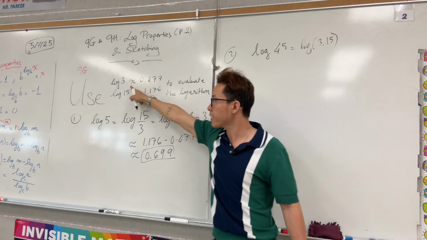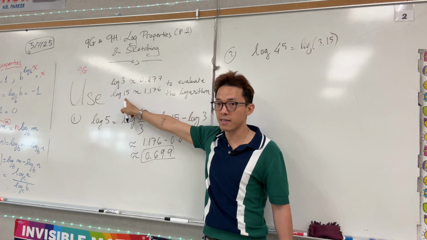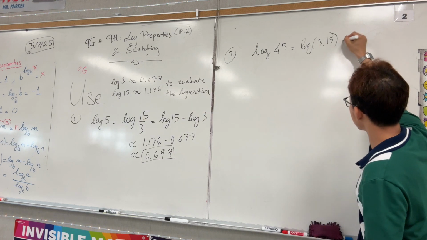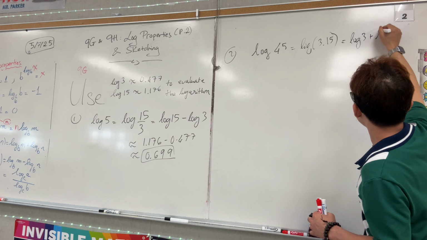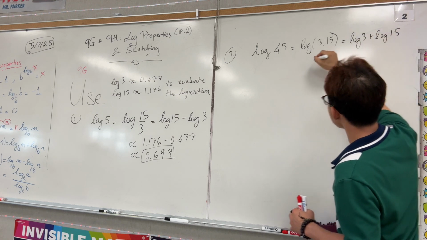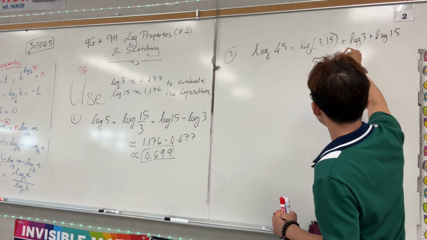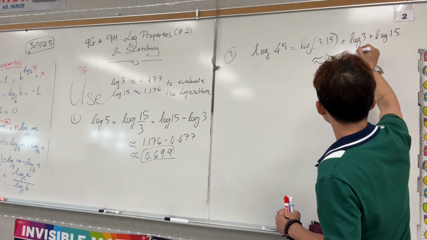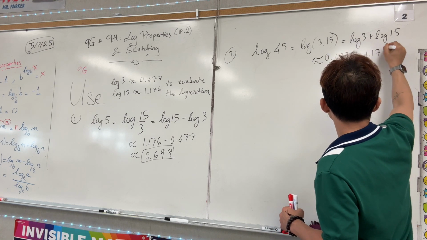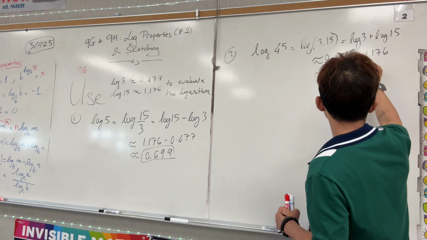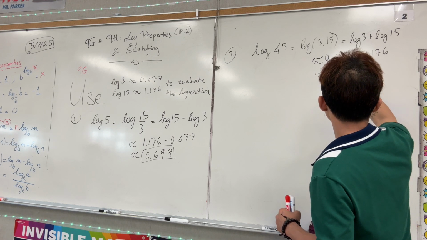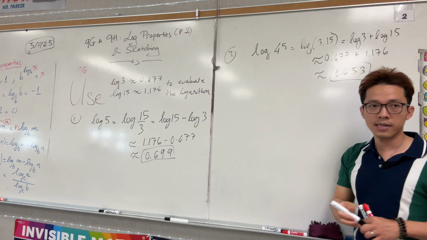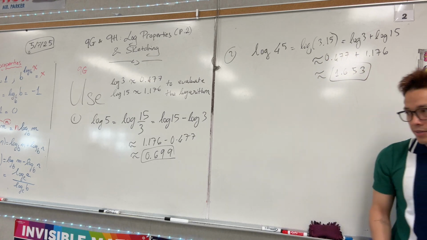Do you know log 3? Do you know log 15? Yeah, that's what we're going to use. Use the information they gave you. So you're going to have log 3 plus log 15. Plug it in. Log 3 is 0.477 plus log 15 is 1.176. So that gives you 1.653. Let's give Vanessa and Riley 1 point.